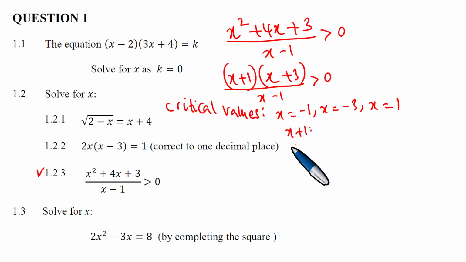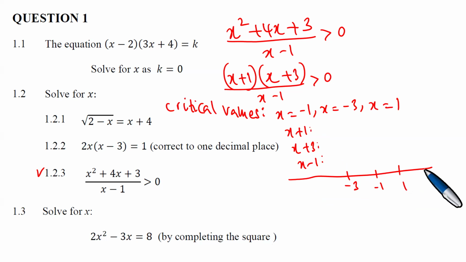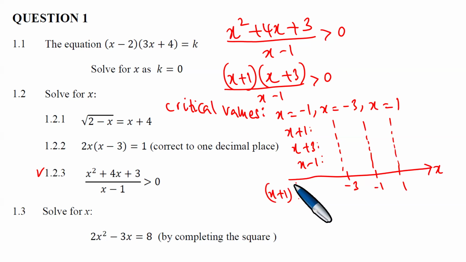You have x plus 1, x plus 3, x minus 1. So minus 3, minus 1, and 1, and this is the x-axis. And we are able to make these markings here. Right, at the bottom of this, you put x plus 1 and x plus 3, all divided by x minus 1.